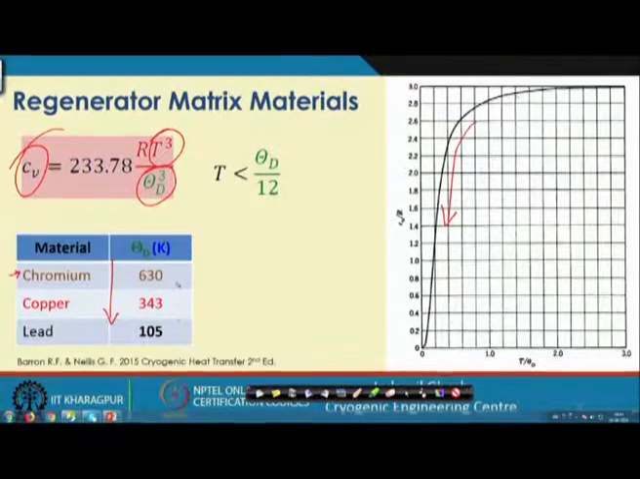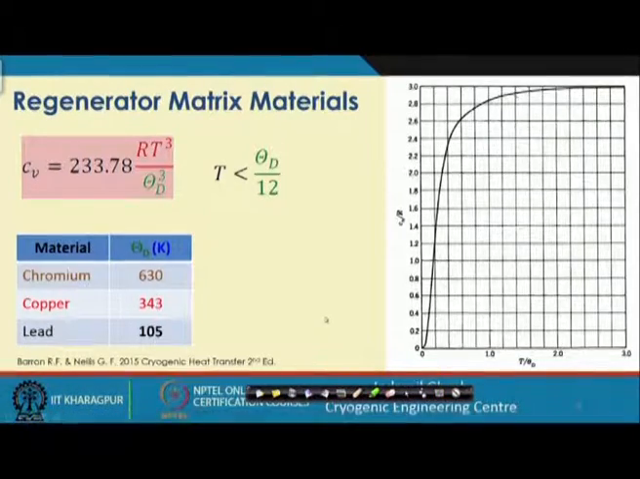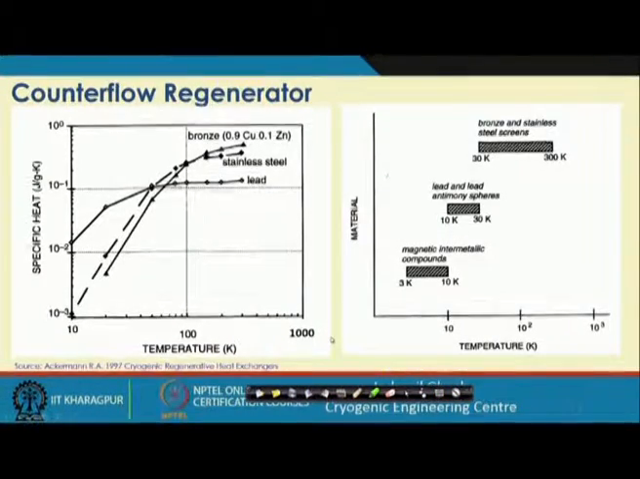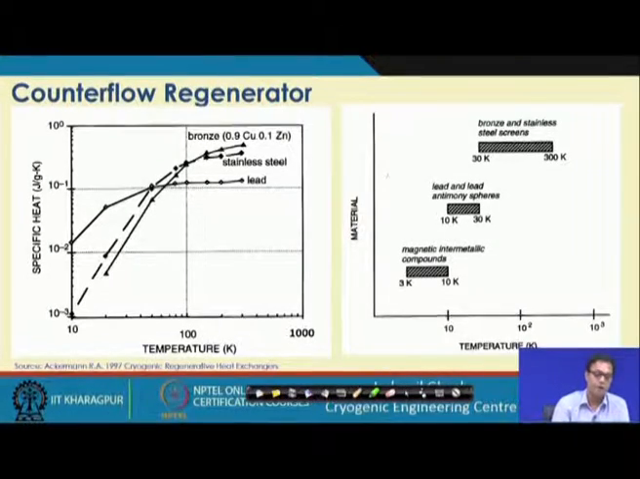So, they have this kind of theta D. If we look into the specific heat variation of such materials, we will find this is the typical temperature variation of the specific heat of bronze, stainless steel and lead. Near room temperature it becomes 3R, that is the Dulong-Petit law, but at low temperature it follows the T cube law, and it falls quite rapidly.